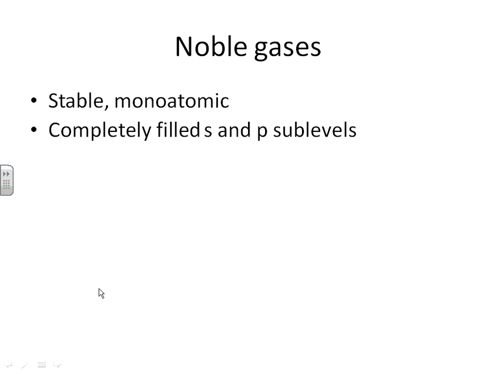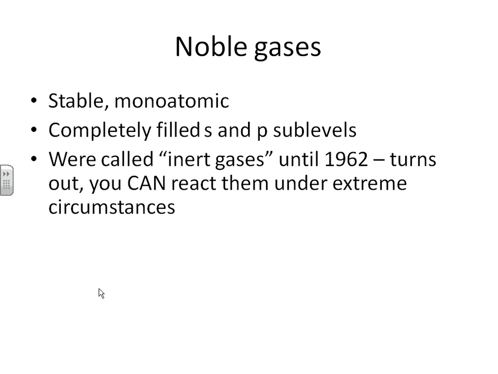Noble gases. The noble gases, group 18, they are stable, they are monatomic, they have completely filled s and p sublevels, they're hitting the octet rule nicely. Every other element on the periodic table is trying to be like the noble gases. We used to call the noble gases the inert gases. That used to be the name for group 18, until 1962, when we had to change the name of it because it turned out that you could get the noble gases to react. But it's only under extreme circumstances, and so this isn't done normally.